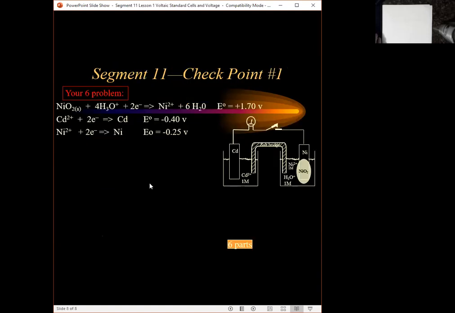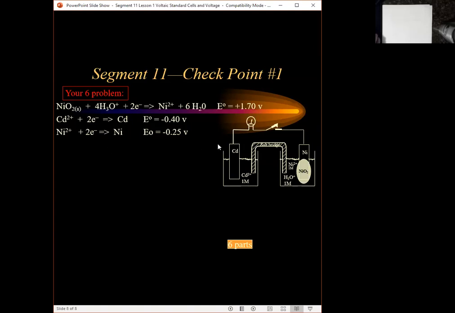Okay. Now, here's another problem. It's very similar to that. I've given you reduction reactions for all the things that are involved in this. The nickel oxide is a coating here on the nickel metal, and it can undergo this reduction, and from the table, that voltage is plus 1.70 volts.